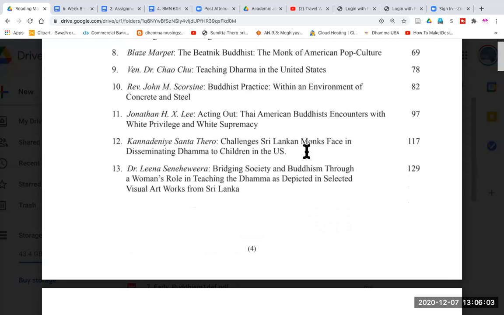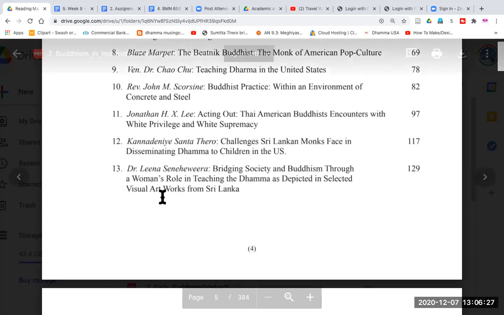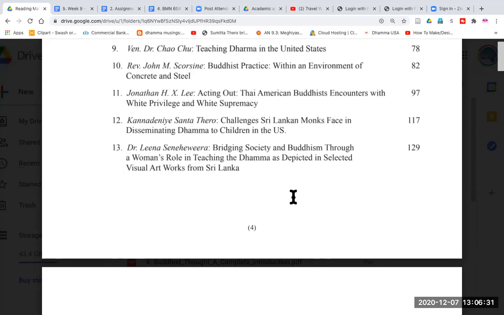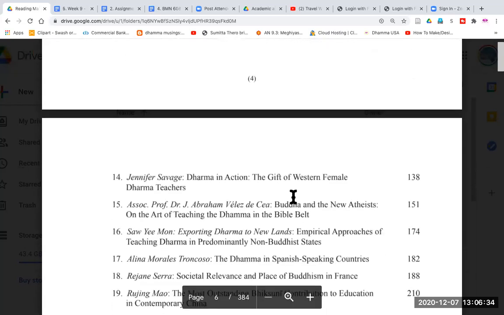Whosoever people migrated to the US, they would always like to promote their culture among the children who are born here, and then there would always be challenges for them. This article also is an important one. A friend of mine has written this article. And here, bridging society and Buddhism through a woman's role in teaching the Dhamma in depicted and selected visual artworks from Sri Lanka.